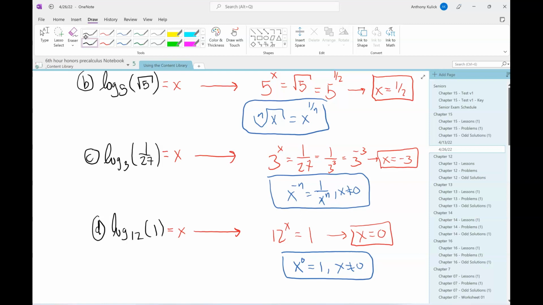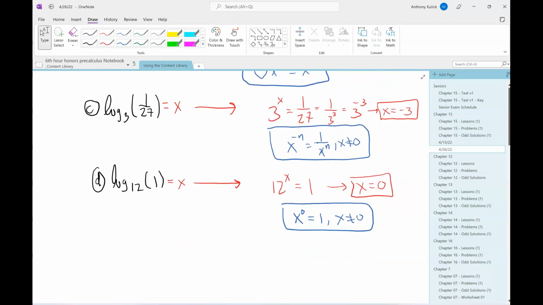You guys okay with me just putting in blue the exponent property that I'm using below, just as a reminder? I know that you guys probably remember a lot of these, but if you didn't, it's just good review.